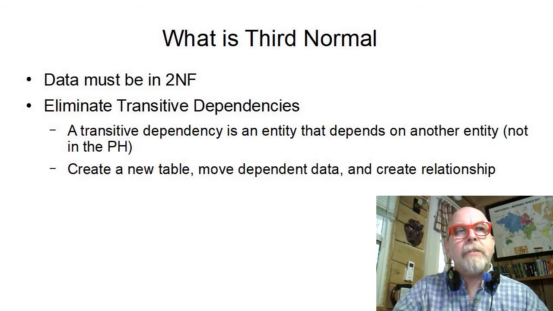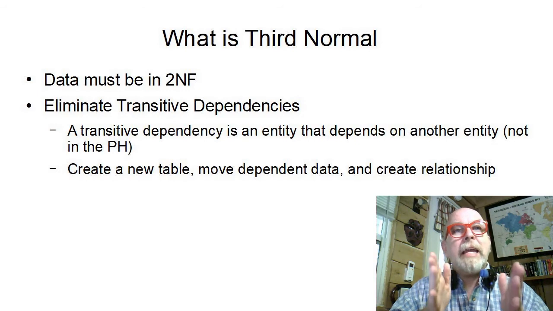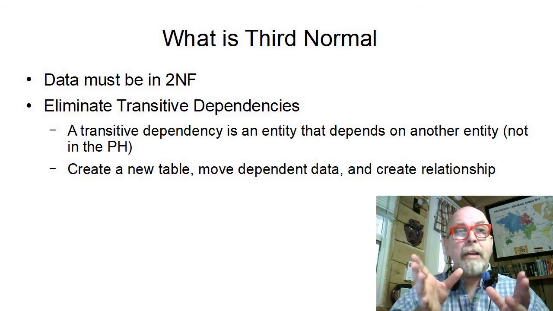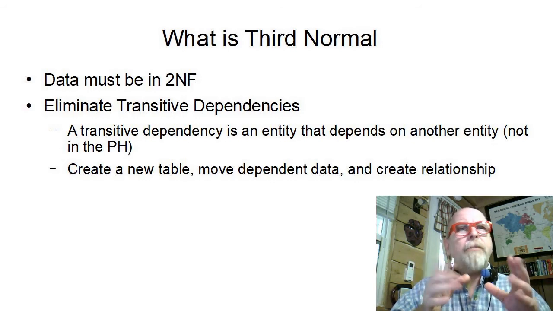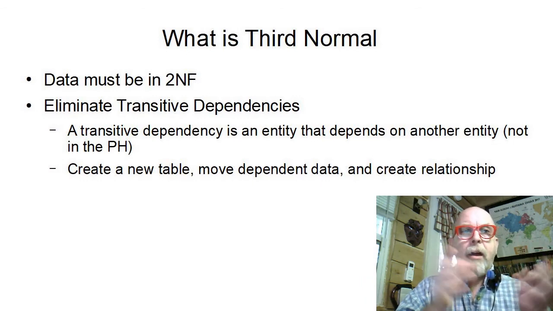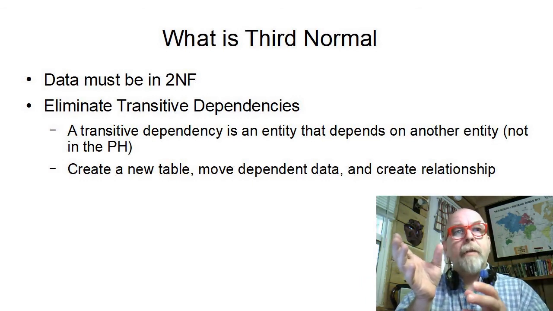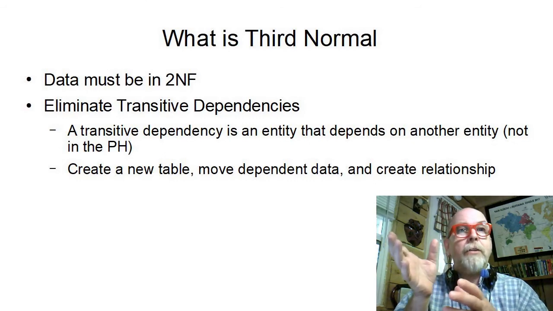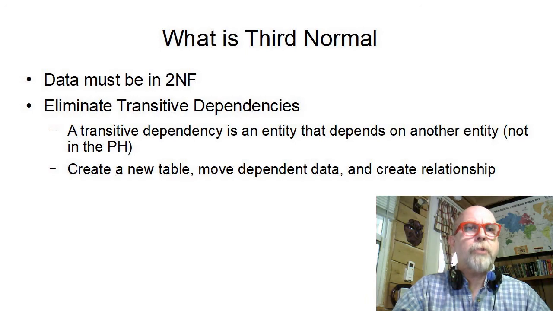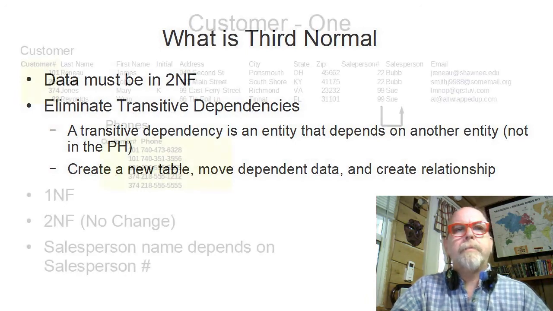Transitive dependencies are dependencies that exist between two data elements in a table, where neither of them is part of the primary key. So if you've got two elements that are related to each other that aren't part of the primary key, that you didn't eliminate in second normal, third normal is where we get rid of all of those transitive dependencies.